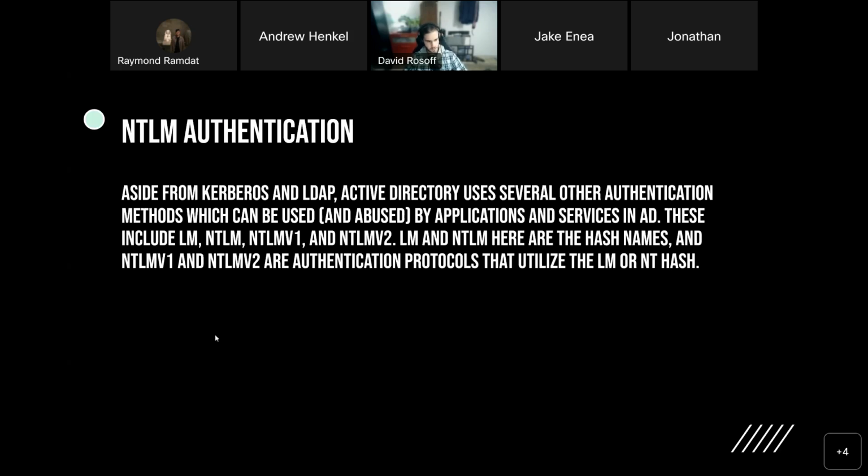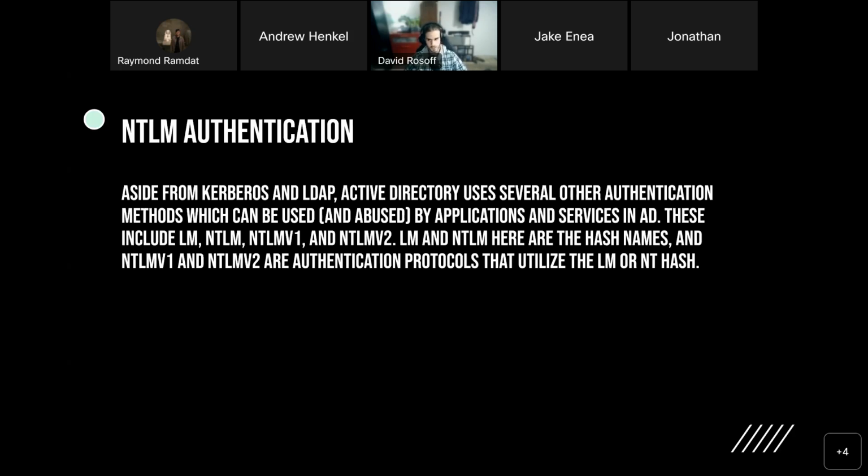Lastly, we're going to talk about NTLM authentication. Like I mentioned before, this is the legacy authentication protocol. When Active Directory was first introduced back with Windows Server, I think it was Windows Server 2000, the default authentication protocol was NTLM. We're not going to dive too deep into it, because like everything else, this gets super complicated really quickly.